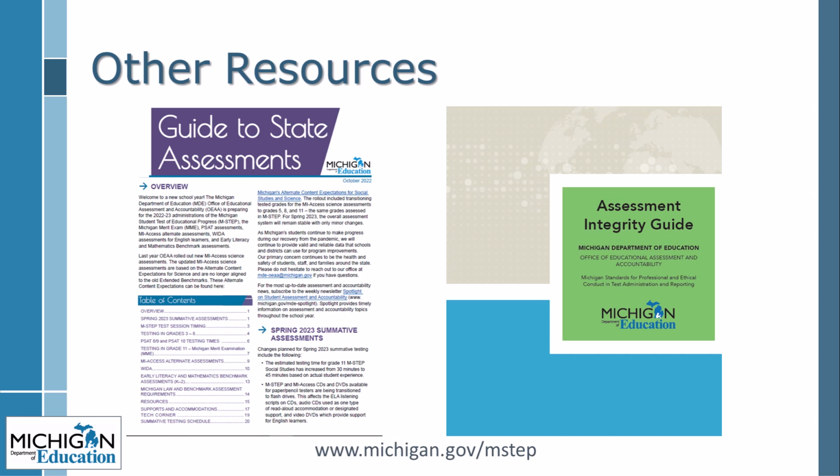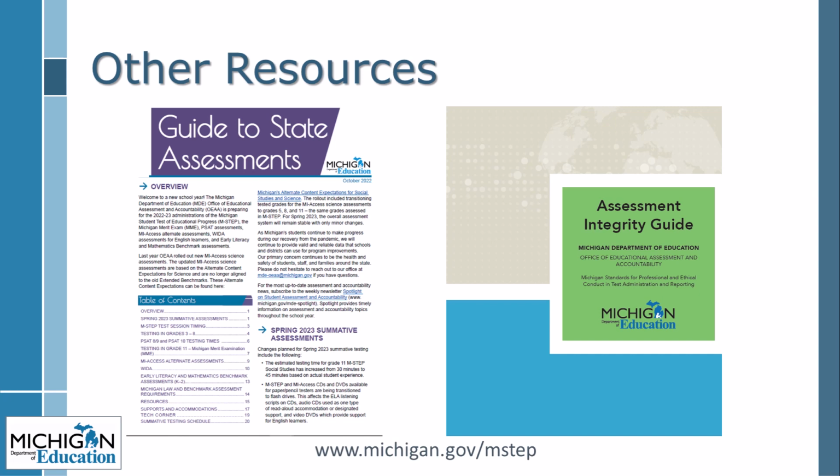The Guide to State Assessments includes important detailed information about state assessments. The Assessment Integrity Guide provides information on the prevention and detection of testing irregularities, as well as guidance for follow-up and resolution of any identified testing irregularity. This ensures all procedures before, during, and after the test administration lead to student results that accurately reflect a valid and reliable measure of each student's unique and true educational knowledge, skills, and abilities. The Assessment Integrity Guide has been updated for Spring 2024 administration and should be reviewed for the updated testing policies.